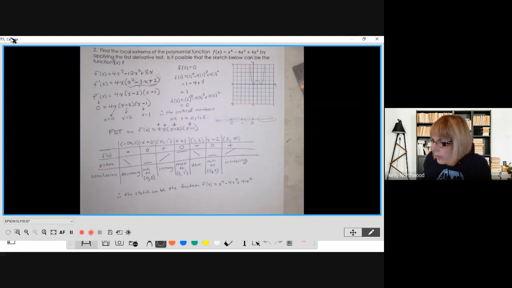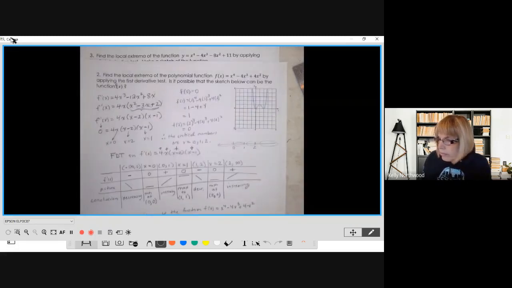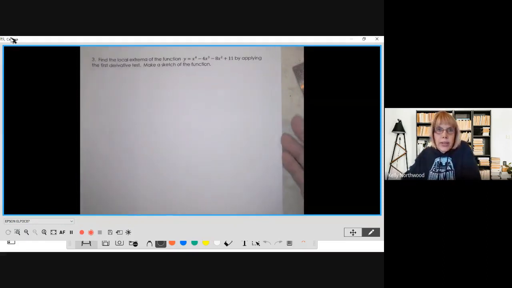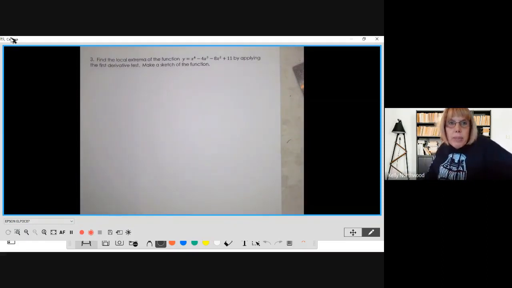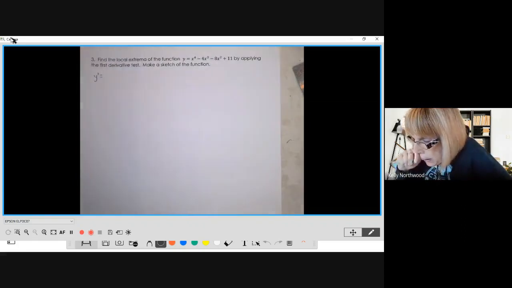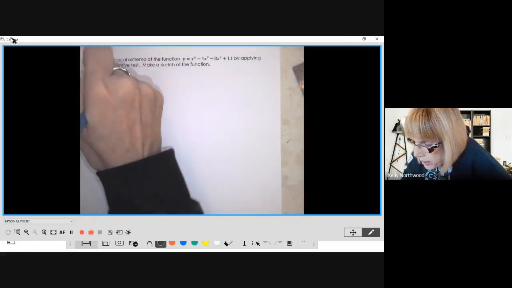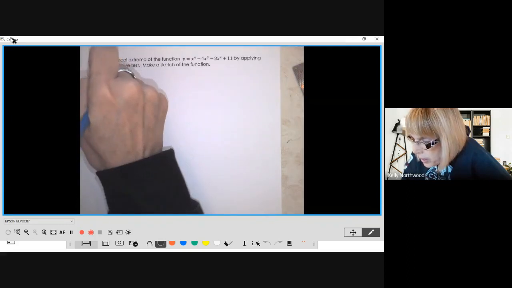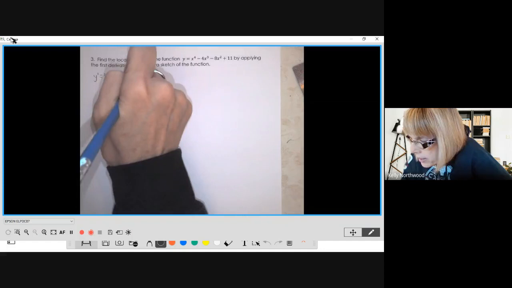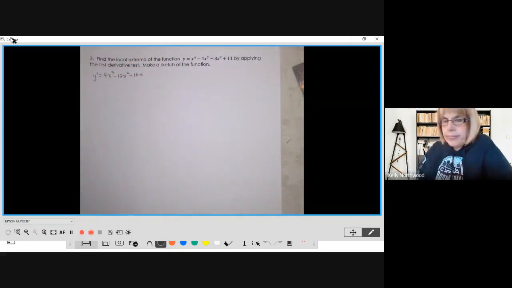Any questions for that one? Okay. Find the local extrema of this function by applying the first derivative test. Make a sketch of the function. Okay, so we'd find y prime first. So it's going to be 4x cubed minus 12x squared minus 16x.